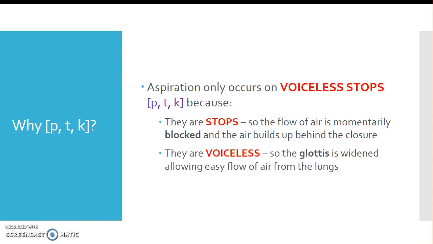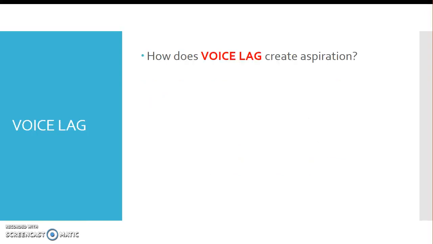But it's only voiceless stops. So we don't aspirate on b, d, or g. We need it to be a voiceless stop because to create a voiceless sound, the glottis will be wide open. And we need that wide open glottis to allow the flow of air to come up from the lungs quickly without being impeded with the vocal cords in the way for a voiced sound. So it has to be a voiceless sound.